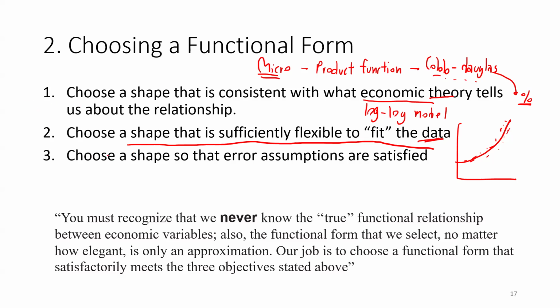So you must recognize that we never know the true functional relationship between economic variables. Also, the functional form that we select, no matter how elegant, is only an approximation. So our job is to choose a functional form that satisfactorily meets the three objectives stated above.